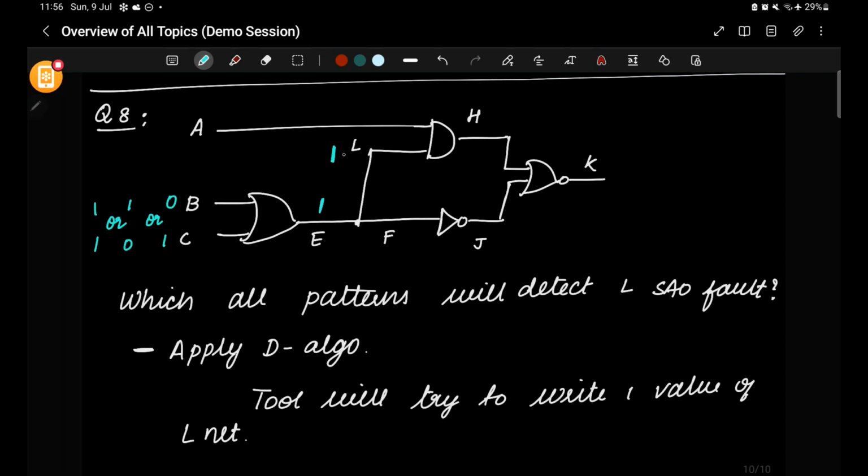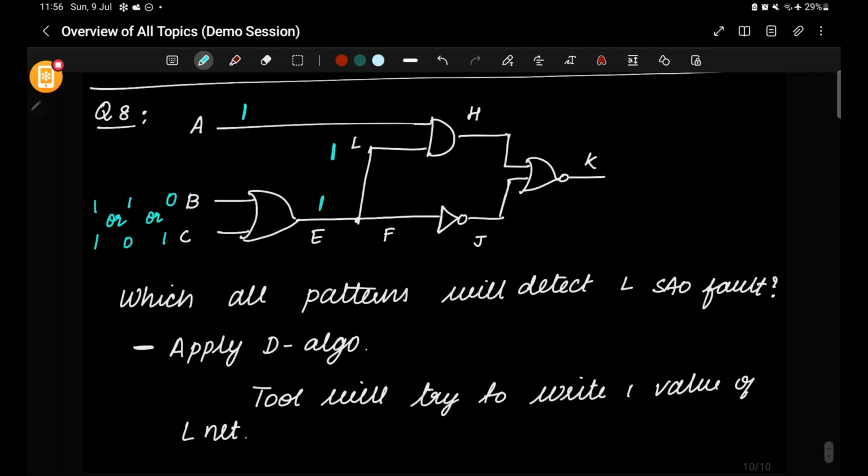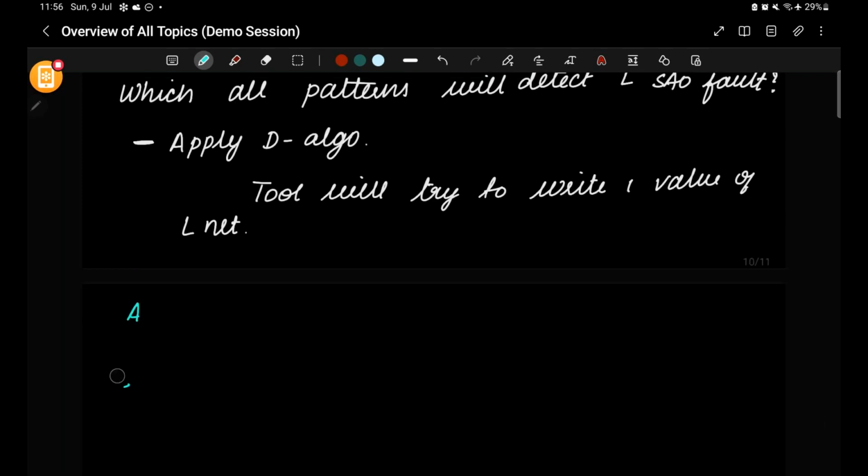And this is for controlling. In order to propagate this value to the output side, A has to be 1. Only then the value on this L net will be propagated to the output side. So the patterns which will detect it are A, B, C: A will be 1, and B, C will be either 0, 1, or 1, 0, or 1, 1. So these are the 3 patterns which will detect the L stuck at 0 fault. This is how you can approach this question.